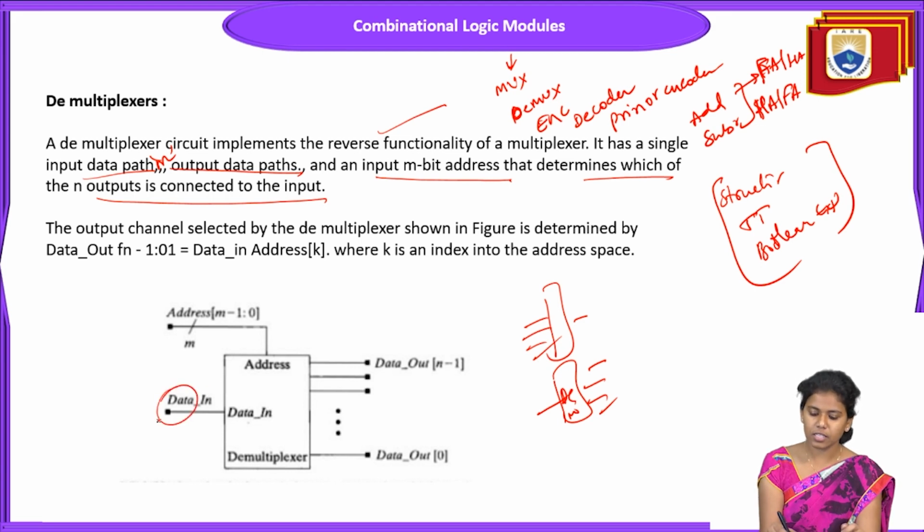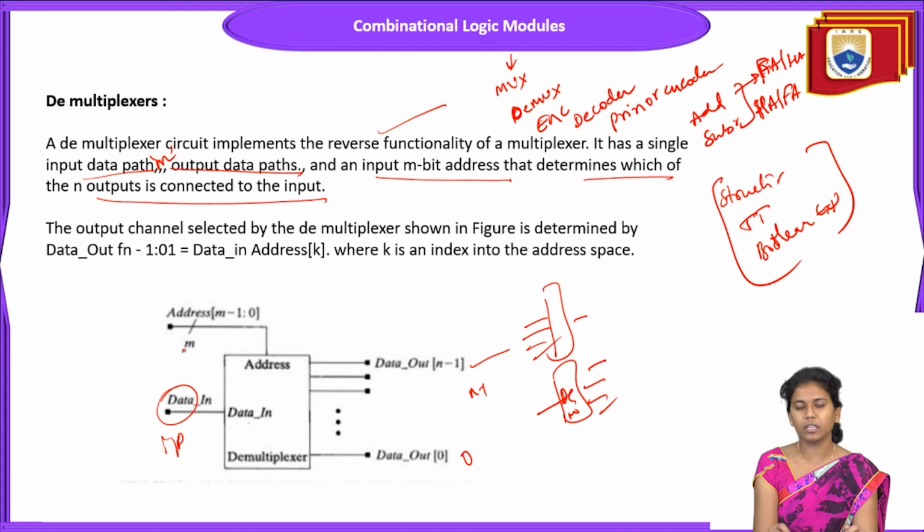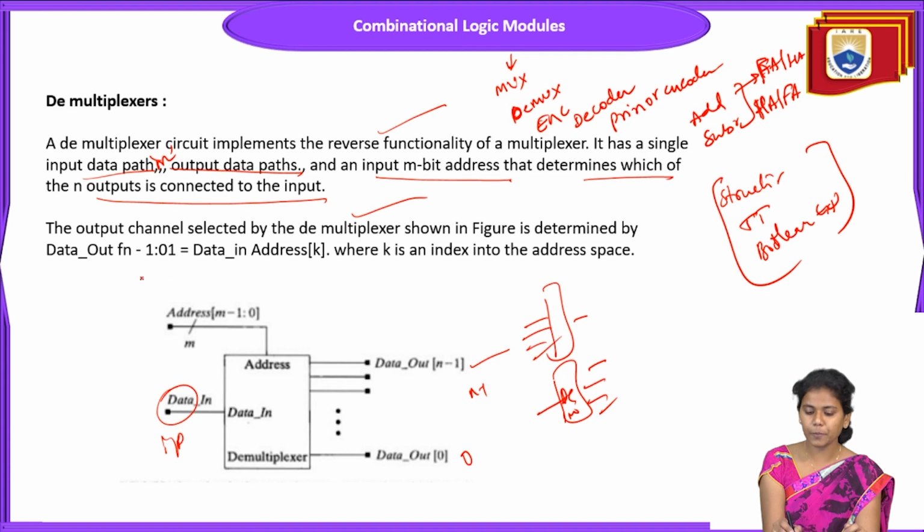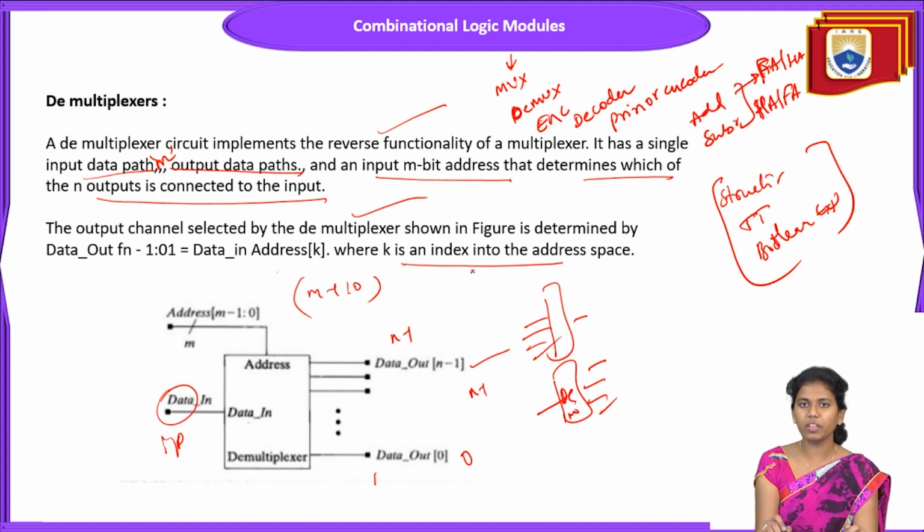Here we see this is the input, data in, and we have data out, which is many, that is 0 to n minus 1. Also we have the address bits. The output channel selected by the demultiplexer is determined by the address, with address bits from k minus 1 to 0. That is, the index of that particular data is stored here in the address. We are representing the address bits as k, k minus 1, k minus 2, like that. So this is quite the opposite of the multiplexer.